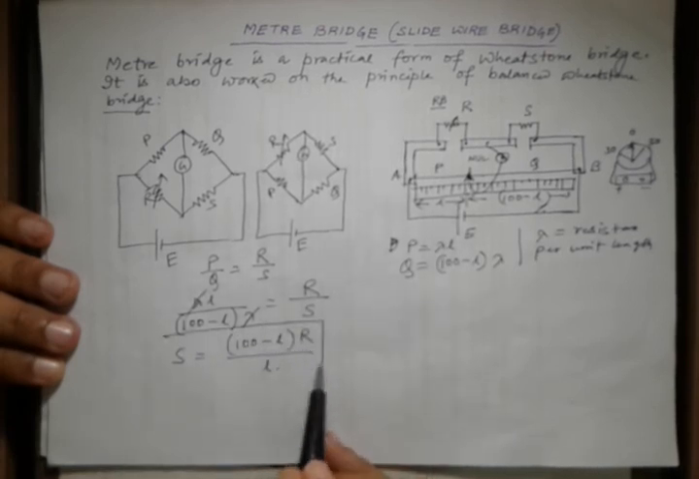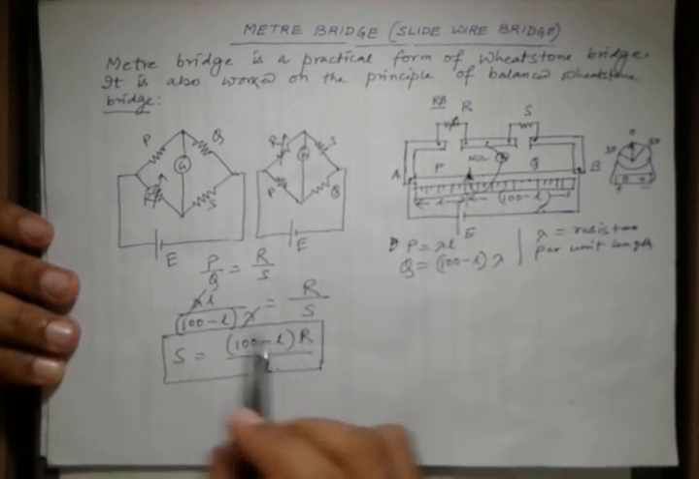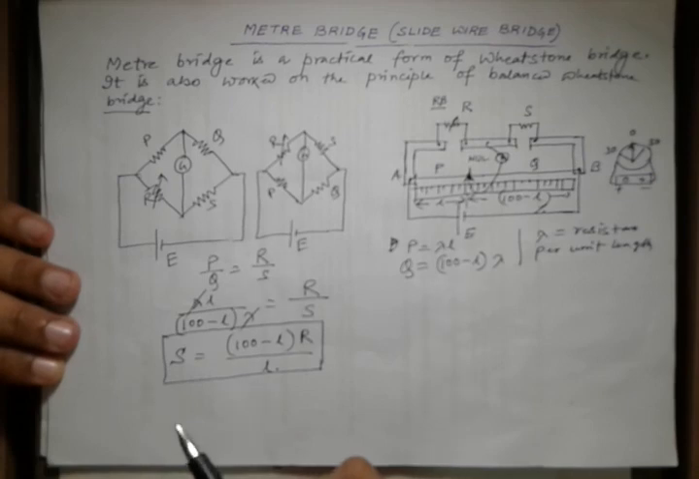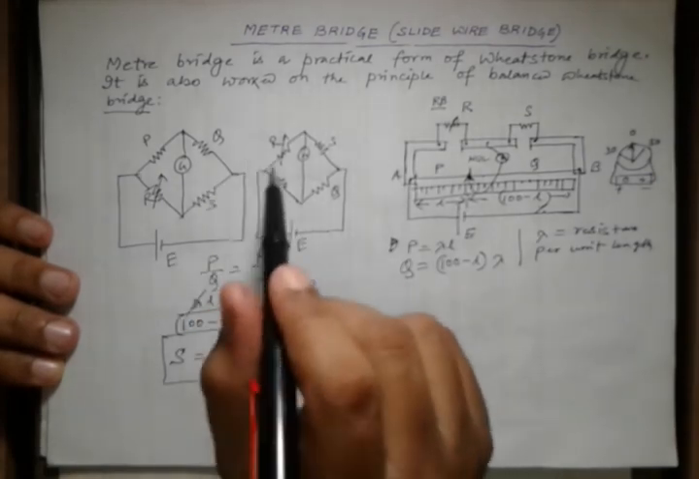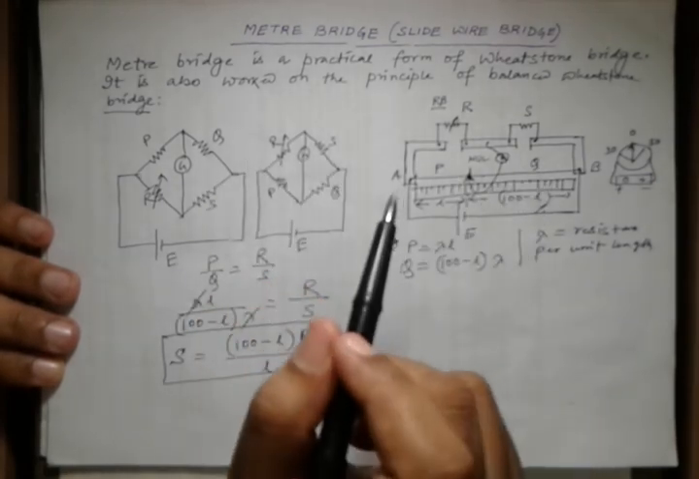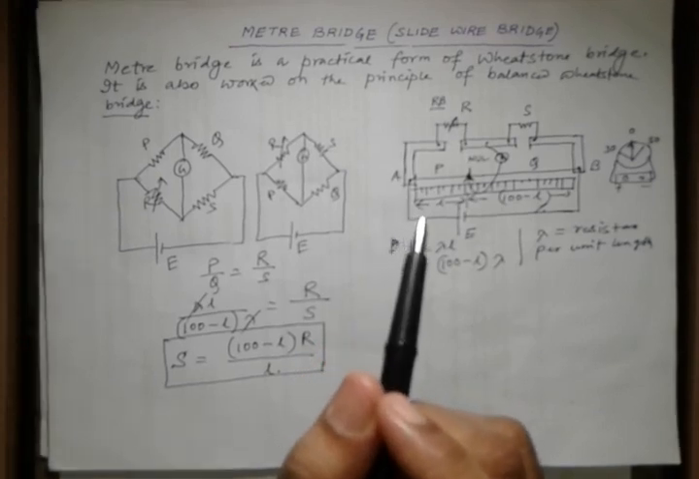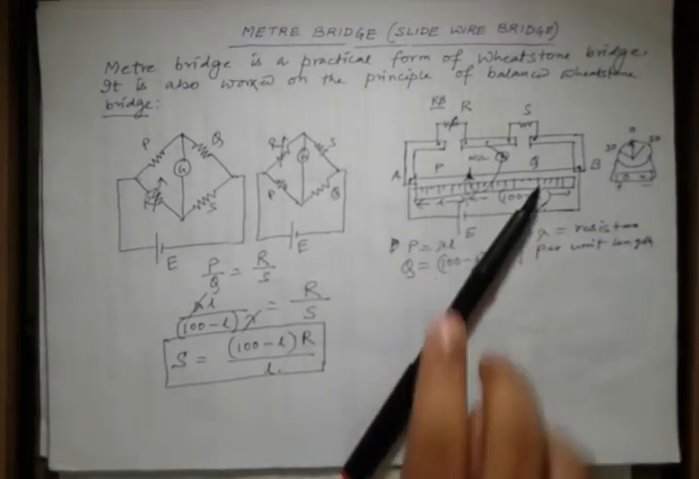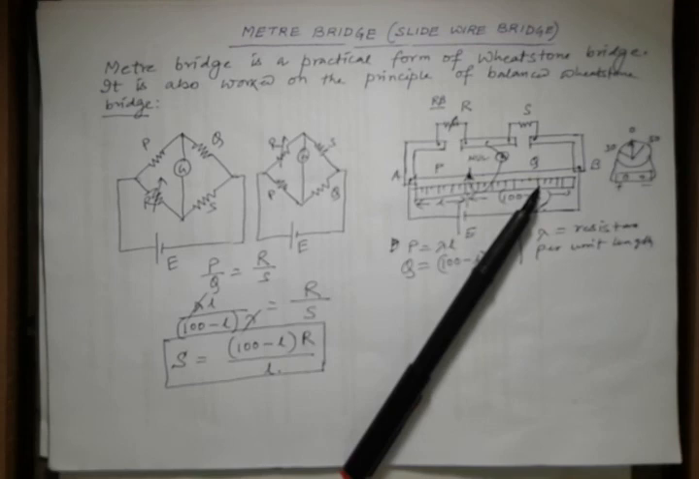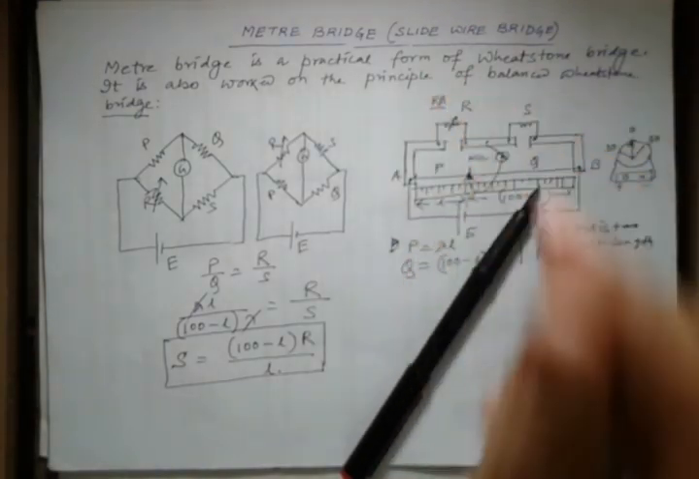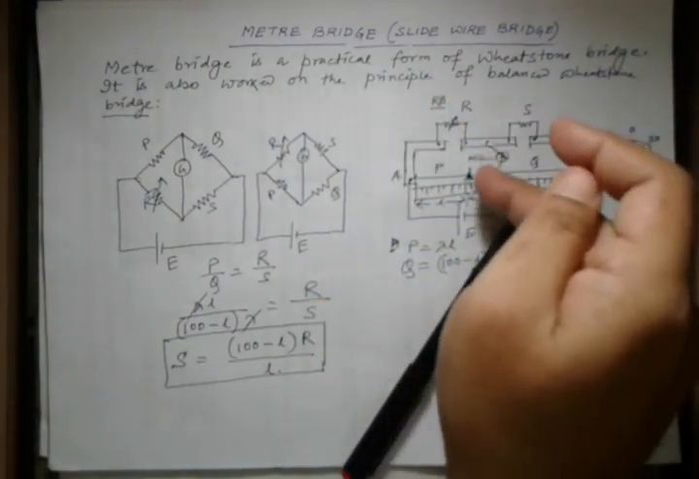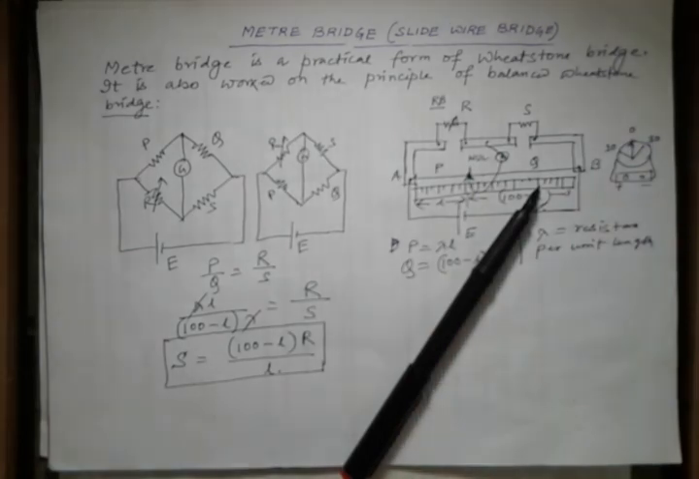You can find out L, and you know the value of R, so you can find out the value of the unknown resistance. Like this, the Wheatstone bridge is used to find the value of an unknown resistance. Now, if the value of R is nearly equal to S, if R and S are the same, then definitely you will find the null deflection exactly in the middle position.